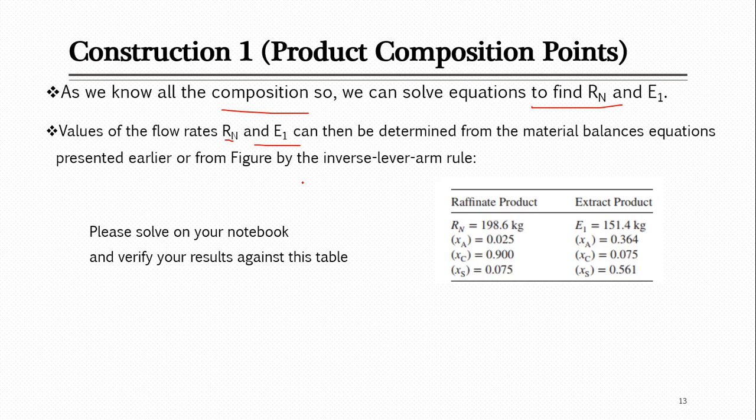We have to look for its amount, as well as the amount of extract leaving from stage 1. So that's given here, these values. Just compare your values with these; they should be close enough to these values. Maybe. And the other method is the inverse lever arm rule. We have talked about this in the last lecture, so you can use that same method.